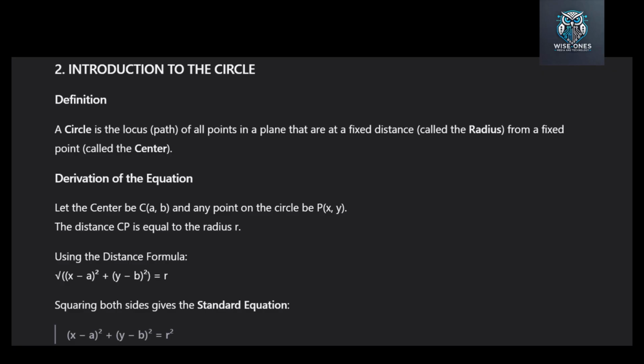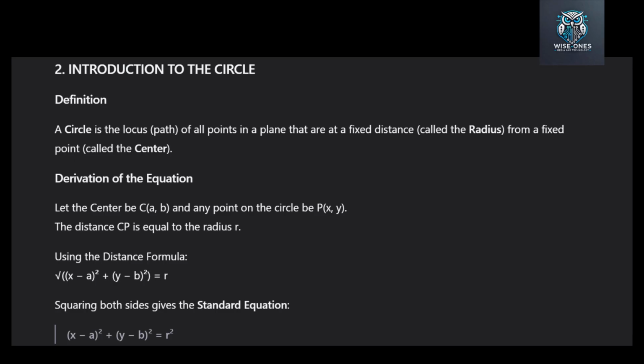Imagine you have a pin in the center of a paper. You tie a string to it. You put a pencil in the loop of the string. You keep the string tight and draw around the pin. The path your pencil makes is a circle. The pin is the center. The length of the string is the radius.